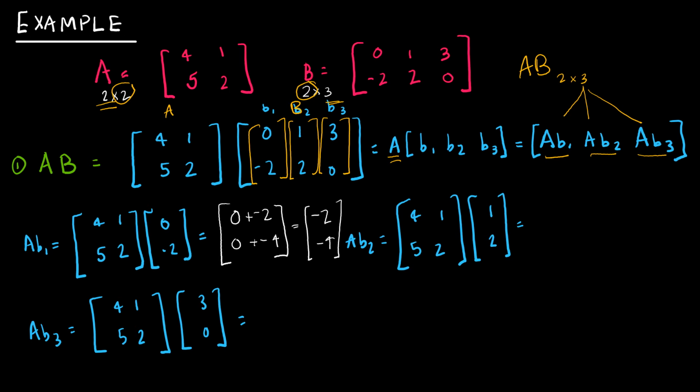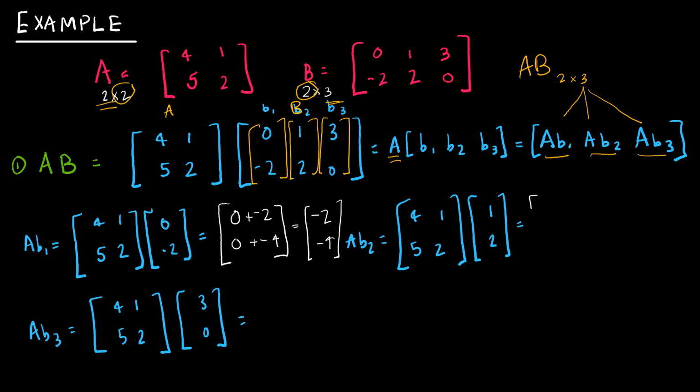And again, to remember how we multiply, I'm essentially thinking of 4, 1 as a column. So 4 times 0, 1 times negative 2. And then I do the same thing with 5, 2. So 5 times 0, 2 times negative 2. That's where those values came from, in case you have forgotten how to multiply them.